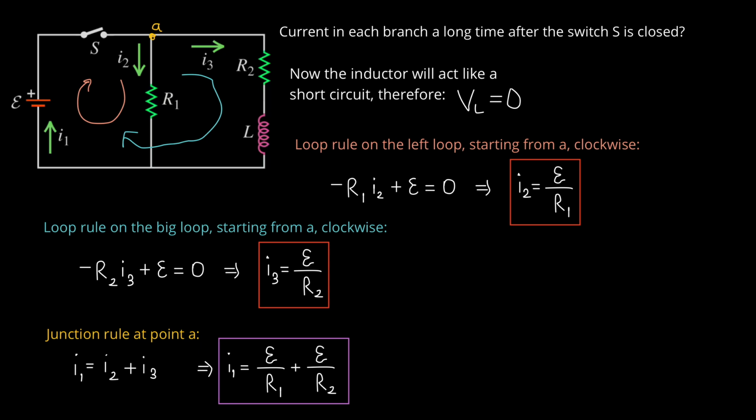To calculate I1, we can apply the junction rule at point A, similar to what we did before. I1 is equal to I2 plus I3. This time I2 is the same, but I3 is different. I1 is then equal to EMF divided by R1 plus EMF divided by R2.